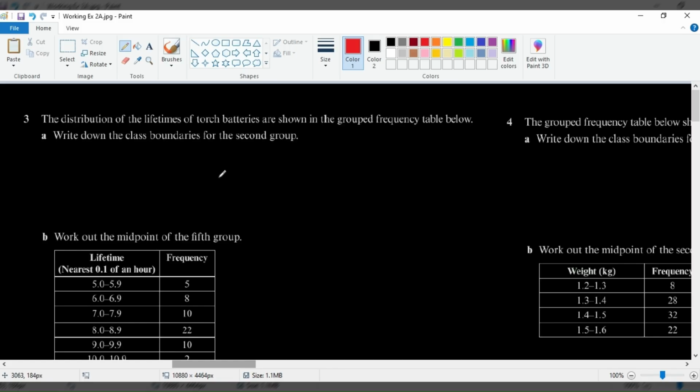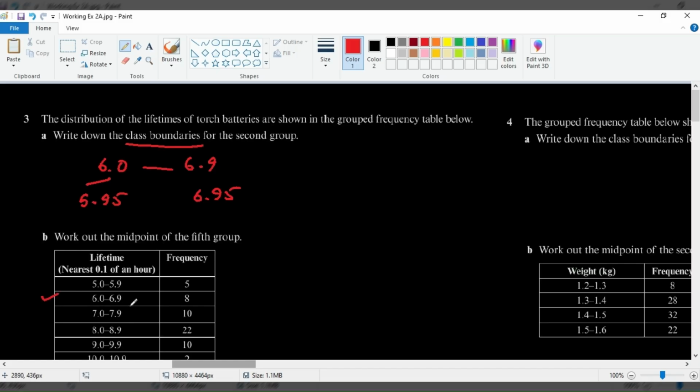Now data is nearest 10, you can see nearest 0.1. So we will take this 60 and 69. Okay, so 0.5 has to be subtracted from here. So this is going to give us 5.95, and here it's going to be 6.95. 0.5 has to be subtracted from 6, and in 6.9 we have to add this. So these are going to be the class boundaries for the second one.